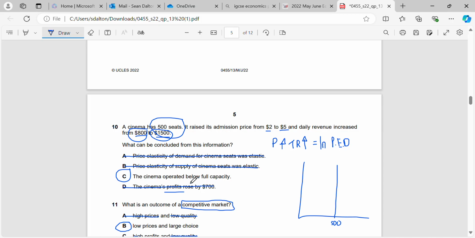They obviously operated below full capacity before, so they weren't selling all 500 seats, right? And we can actually estimate their daily revenue based on how many seats they were selling. Previously they would have been selling 400 seats because their daily revenue was 800 and the admission price was 2, so they would have had 100 seats spare. Now they're selling 300 seats, but they've increased their revenue because the admission price has gone to $5.